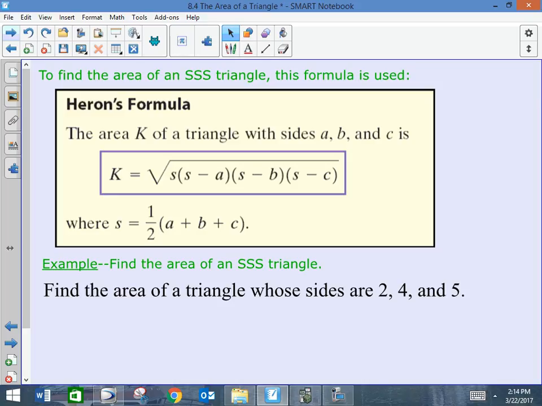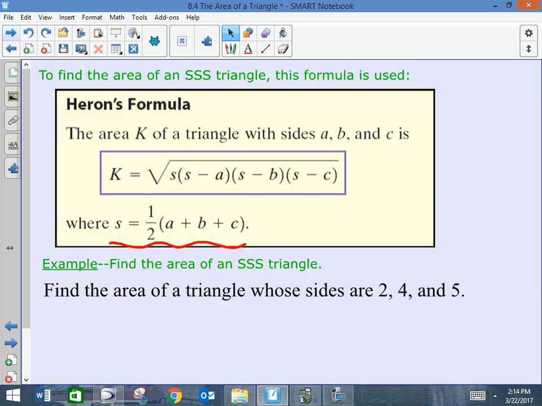Okay. All right. K stands for area again. All right. S is some special little thing here. Okay. Mr. or probably Miss Heron probably made this up. That's why it's named that. There's no other reason. Probably it's named after whoever thought of it.